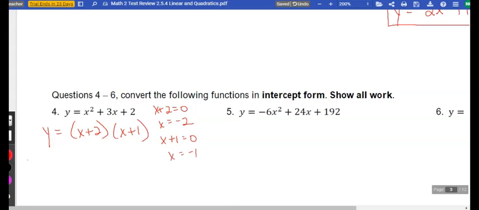So my roots, if you're asked, what are your roots? What are your zeros? What are your x-intercepts? That would be -2 and -1. Do not put that in parentheses because that would be an ordered pair and that would be incorrect.